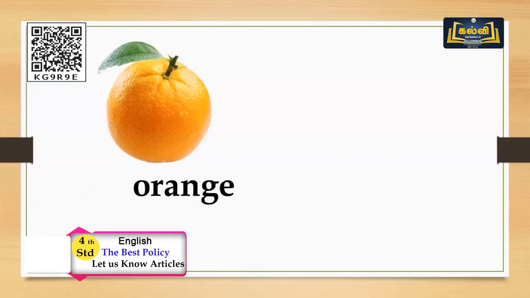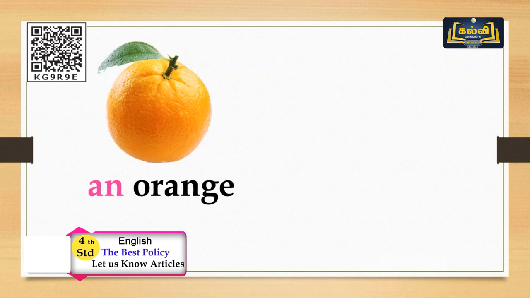Here there is a beautiful fruit for you. What is the name of the fruit? Orange. See the spelling for that word, orange: O-R-A-N-G-E. See the sound of the first letter, O. So, as I told in the condition, you should use the article an before the words which begin with the sounds of A, E, I, O and U. So here, which article should you use? An. So I can say an orange. This is an orange. Got it right?